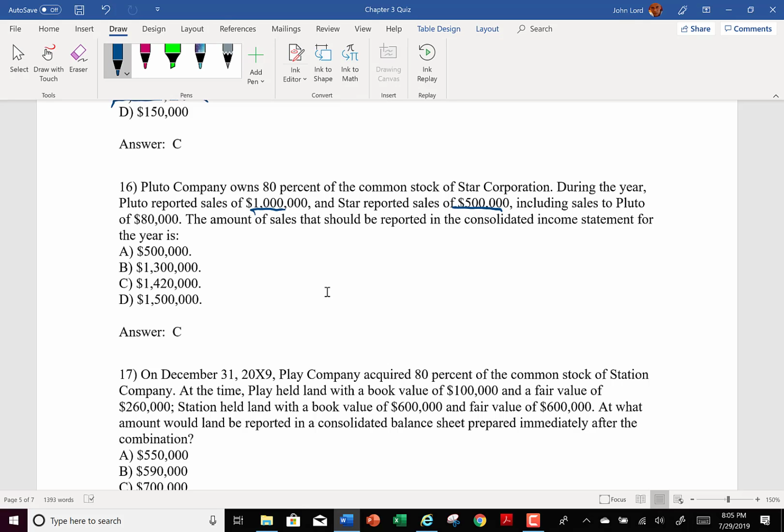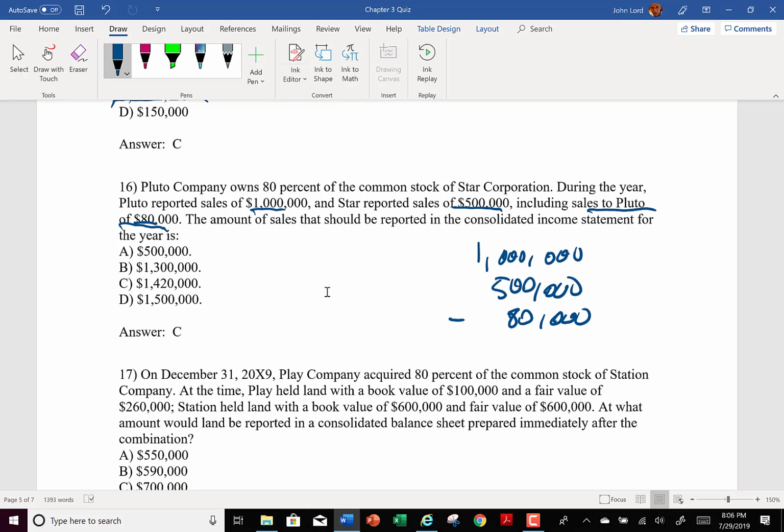So, and that includes what? $80,000 of sales from Star to Pluto. Okay, so what happens? I take the million, I take the 500,000, but then I have to do what? I have to subtract what? 80,000. You can't sell stuff to yourself, right? So that entire 80,000 gets eliminated.